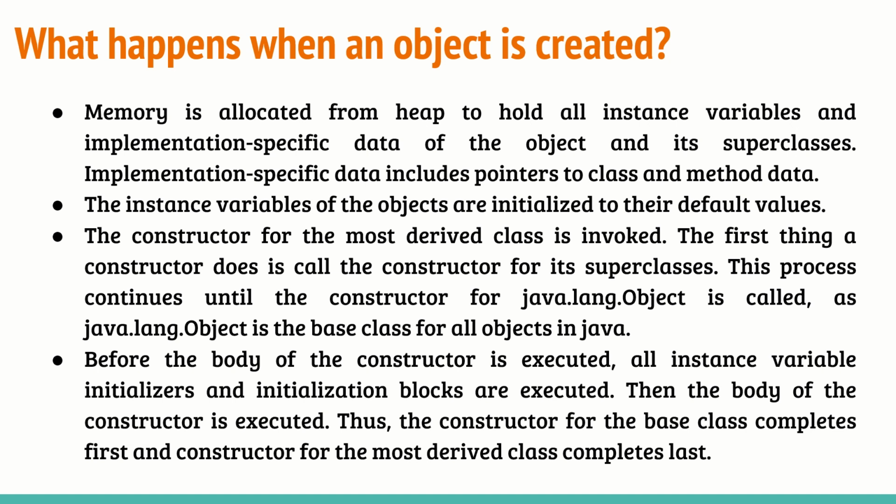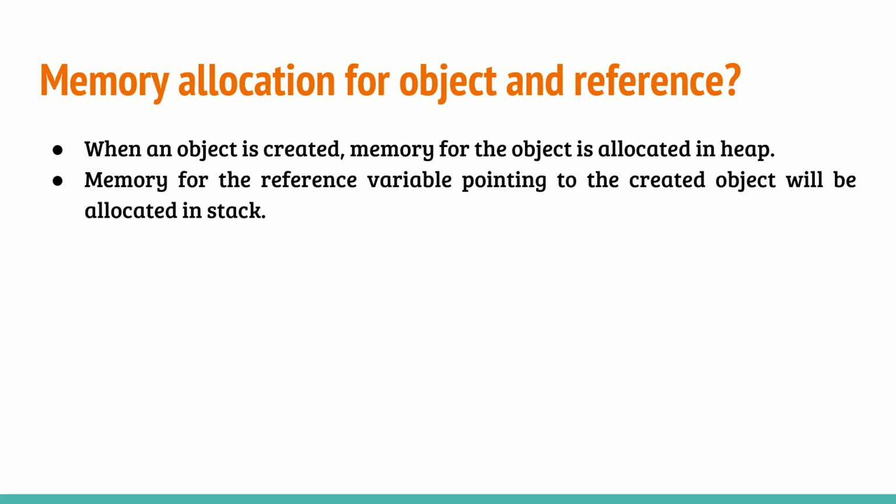Remember, first step is memory allocation, second step default values are assigned, third step constructor is called, and the final step, before the body of the constructor is executed, all the instance variable initializers and initialization blocks are executed, and then the body of the constructor is executed. Thus the constructor for the base class completes first, and then the constructor for the most derived class completes last. This is the same procedure that we follow in C++. The constructor for the base class will be called first, and then the sequence continues, and the last one will be the last derived class. So this is what is happening when you get an object created.